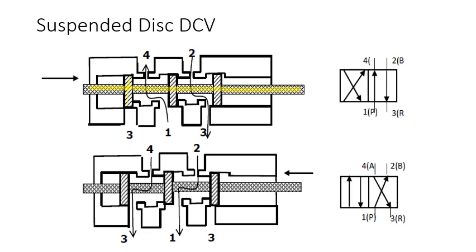Here, in the initial condition, if the air is supplied and you push the disc from this end, 1 to 4 gets connected and 2 to 3 gets connected. Now if you actuate the disc from the right side end, 1 to 2 gets connected and in the same way 4 to 3 gets connected. 4 to 3 is correct, but it is 1 to 2.